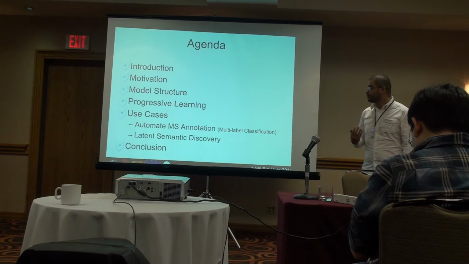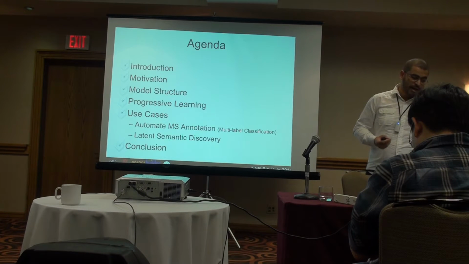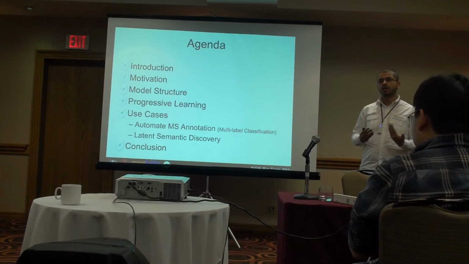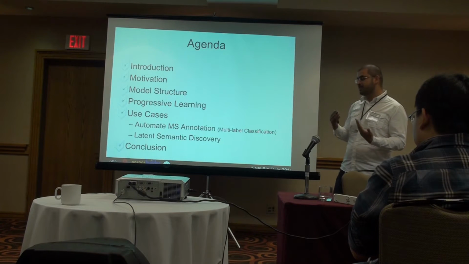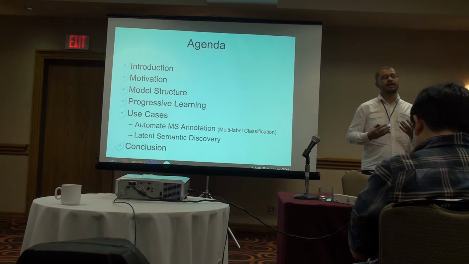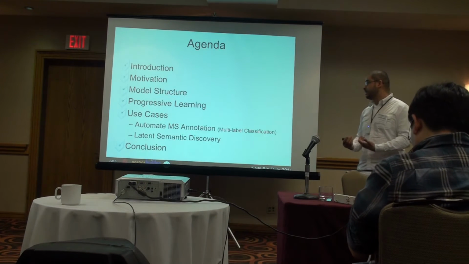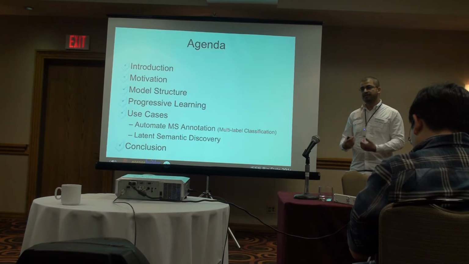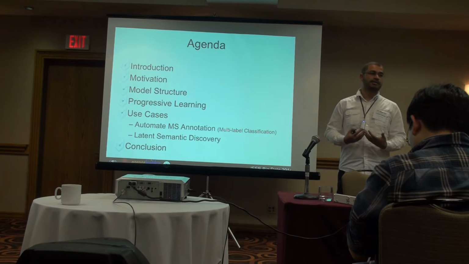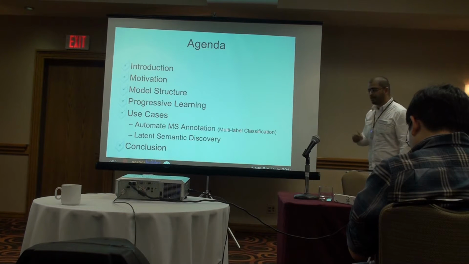And then we'll move to talk a little bit about the progressive learning technique, which we propose in this paper as well. And we're going to talk about two use cases from two different domains where we applied this model successfully. One of them is the mass spectrometry annotation, which is a very serious and tough challenge in the glycoinformatics field. And then we're going to talk about latent semantic discovery, where we applied this technique successfully to discover the latent semantic relationship between different keywords using the search logs from careerbuilder.com. And finally, we're going to conclude.